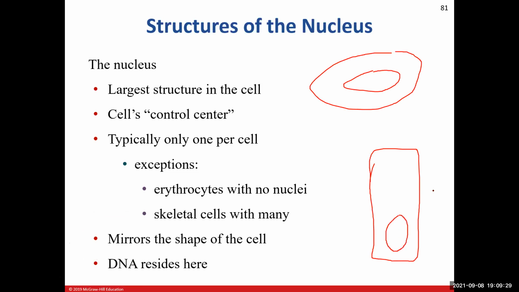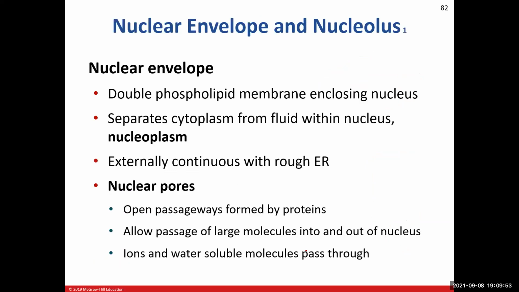All right, so for the most part, it will mirror the shape of the cell. But what's really important is, guess what? Guess what lives here? DNA, genetic blueprints. Basically, your DNA is the instruction manual to your body. It tells cells everything about you, how to make certain proteins. It's the instruction manual for everything. Okay, and that all lives in the nucleus.